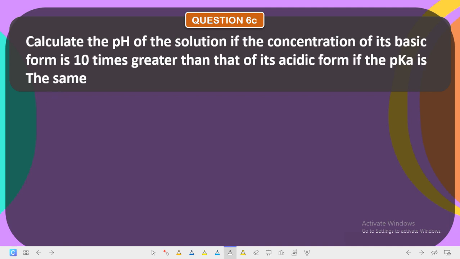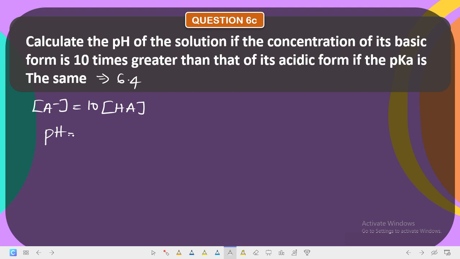Calculate the pH of the solution if the concentration of its basic form is 10 times that of its acidic form. Now, the basic form is A minus. A minus is 10 times that of the acidic form. So A minus is 10 times HA. The pKa is still the same, 6.4. So what will be the solution to this question now?